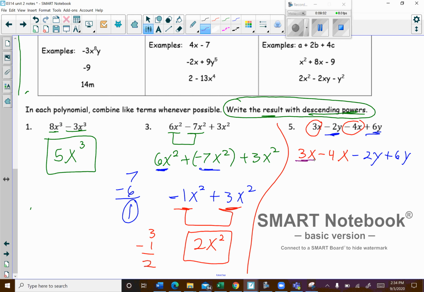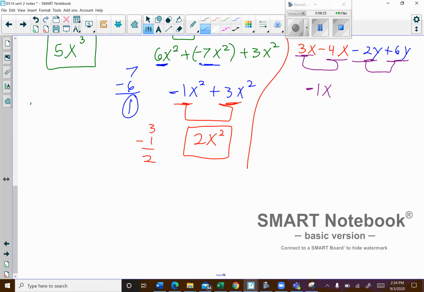So I have 3 x's. I'm going to take away 4 x's. Okay? So I have 3. I'm taking away 4, so I'm taking more than I have. So that's going to put me in the negative. So this is going to be negative 1x. And then right here, I have minus 2y plus 6y. So they're going to battle it out. And the positive number wins by 4. So that'll become a plus 4y right there. And that's our answer right there.